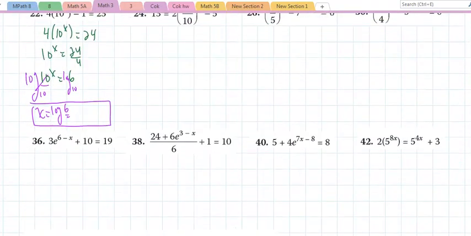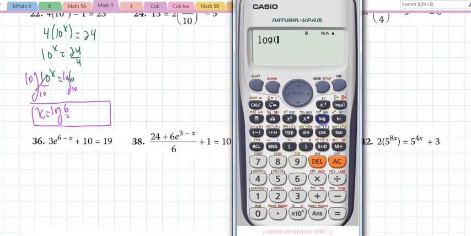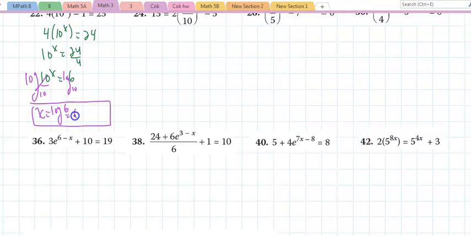All right, well, here's my magic tool. And if I take the log of 6, 0.778, to the hundredth, so 0.78. There we go.